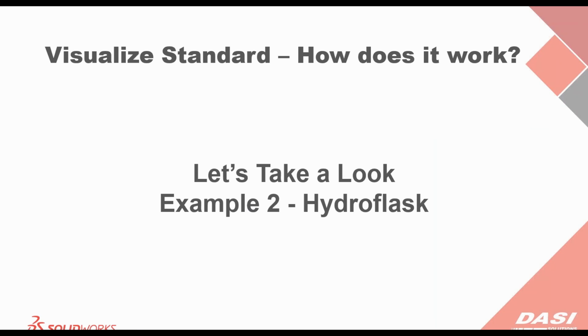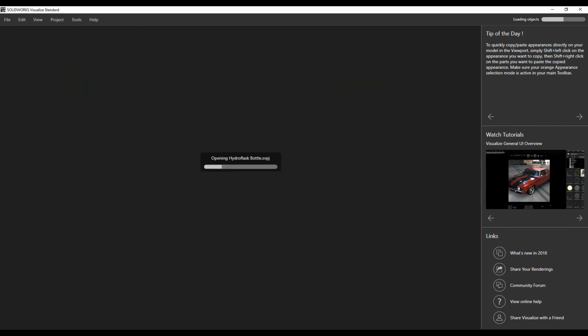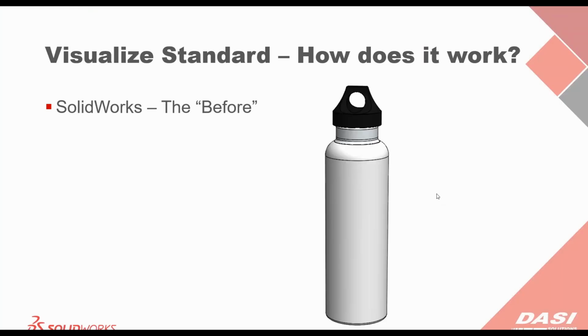So let's take a look at a second example that I really liked that was relatively simple, but came out pretty good for a quick rendering, right? The appearances showed really well, and I even incorporated a decal using the decal option from Visualize. Okay. So I'm going to go ahead and open up the existing project that I created for this Hydro Flask bottle. And this was a very simple model in SOLIDWORKS, but if we look at the before from SOLIDWORKS, very bland, no decal, no real appearances, no real textures, just a simple white bottle, pretty plain.